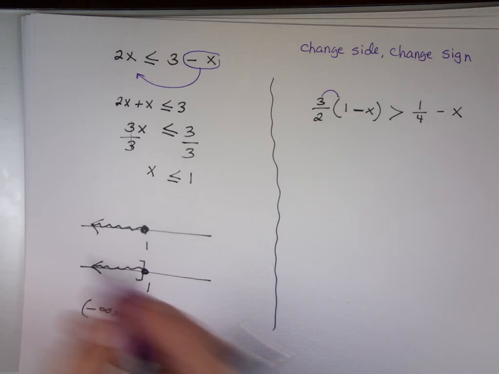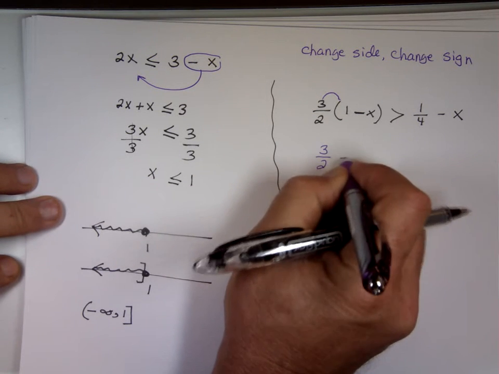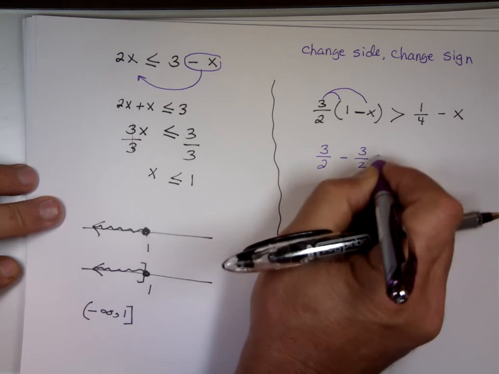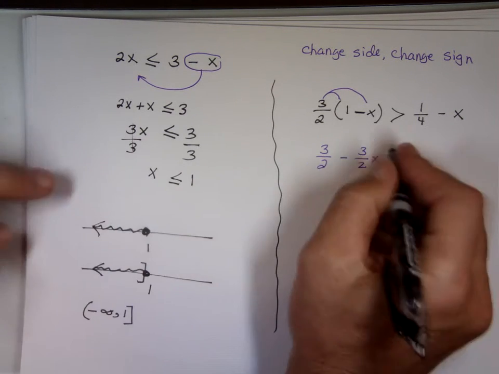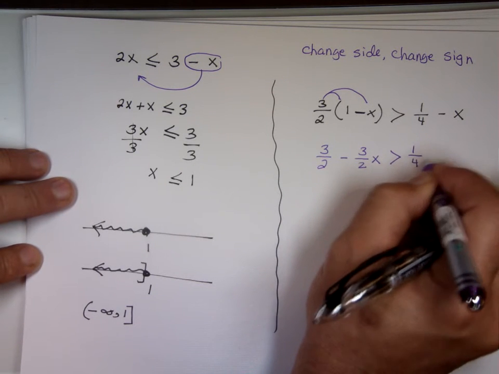Jennifer, let's multiply. 3 halves times 1? 3 halves minus what? 3 over 2x, right? Greater than 1/4 minus x.